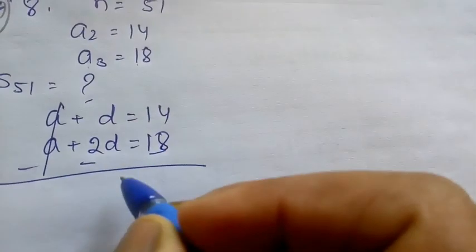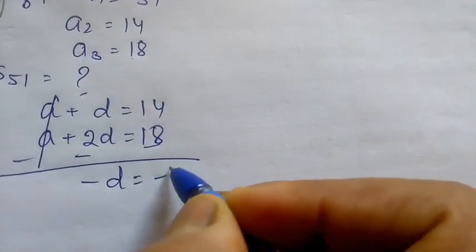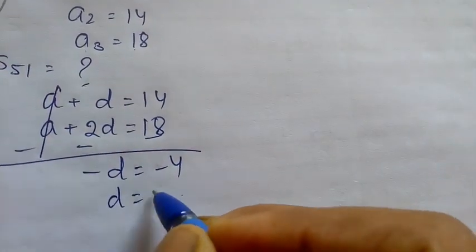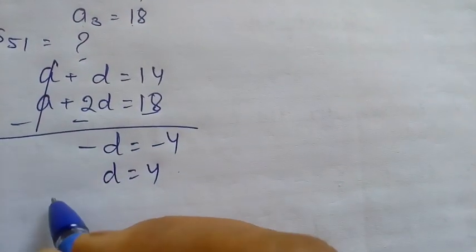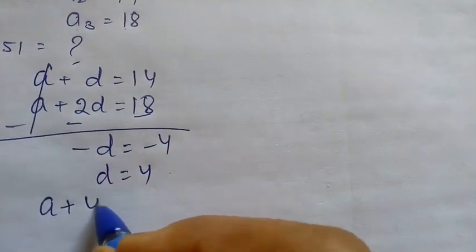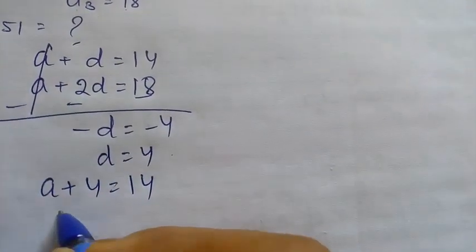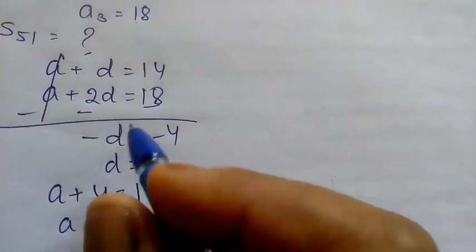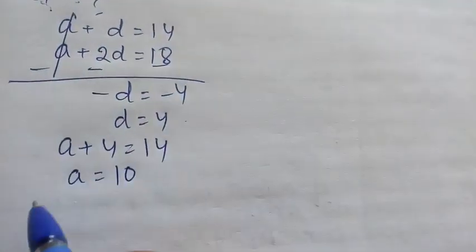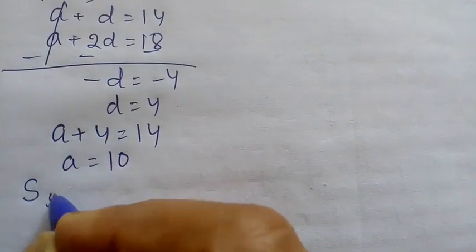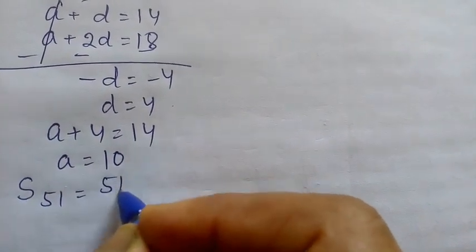Subtract, minus d equal to minus 4, d equal to 4. And a plus d equal to 14, a plus 4 equal to 14. It means a equal to 10. Now we have to find sum of 51 terms. Sum of 51 terms, it means n equal to 51.